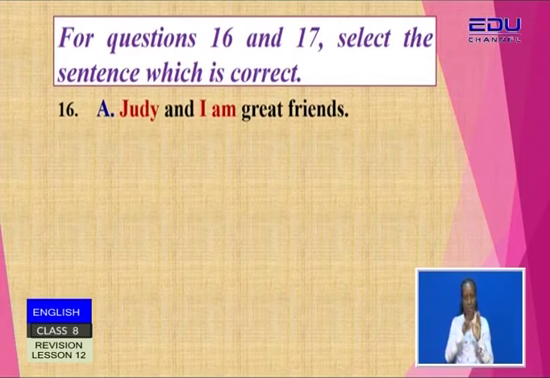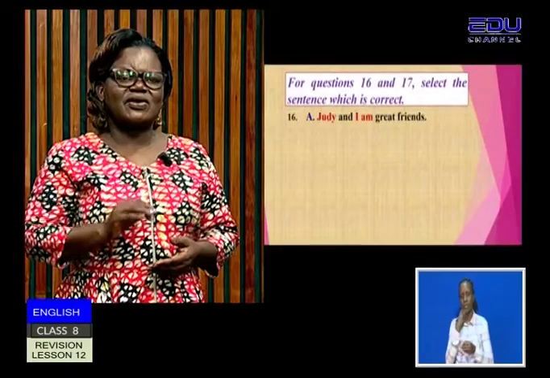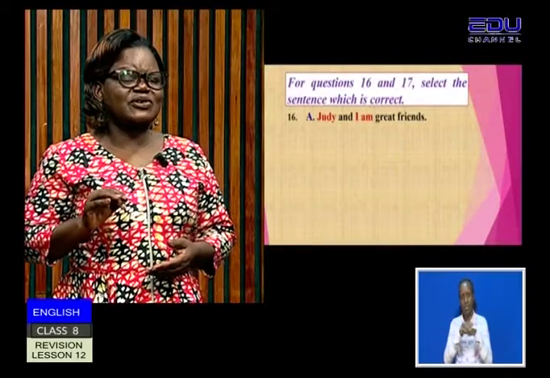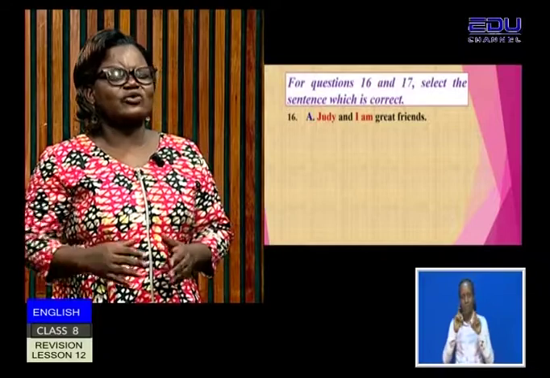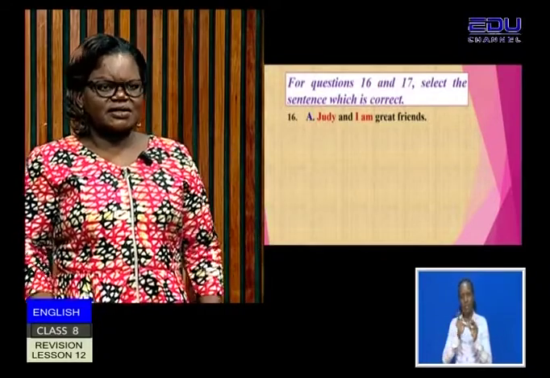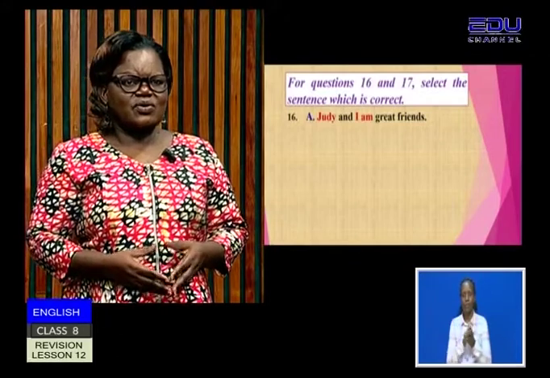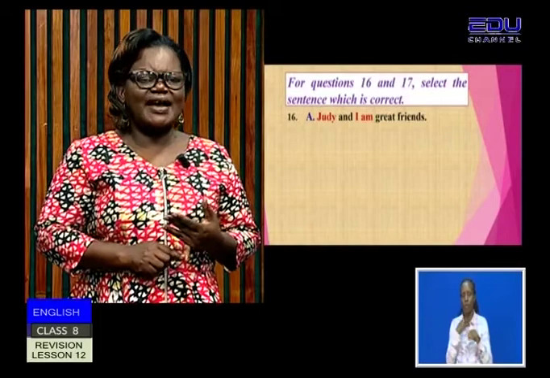Subject-verb agreement. Why? Because a verb is a very important part of speech. There is no correct English statement or sentence without a verb. So they have to agree for you to be able to make a correct sentence. So who are the subjects here? We have Judy and I.